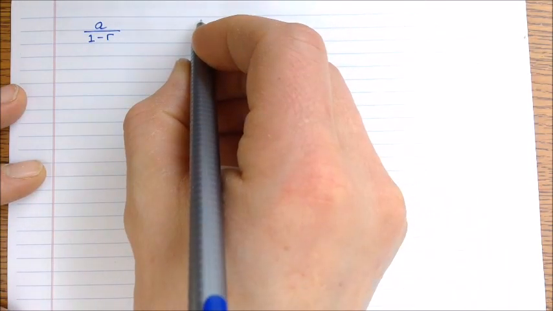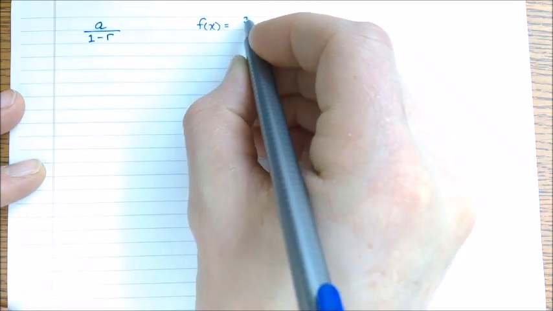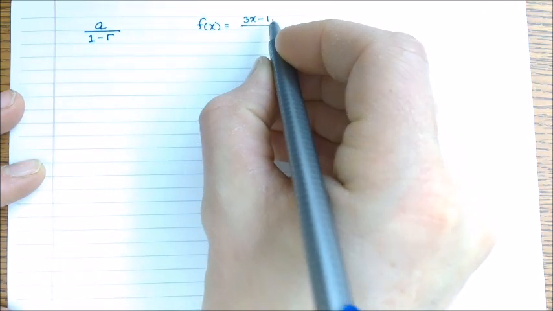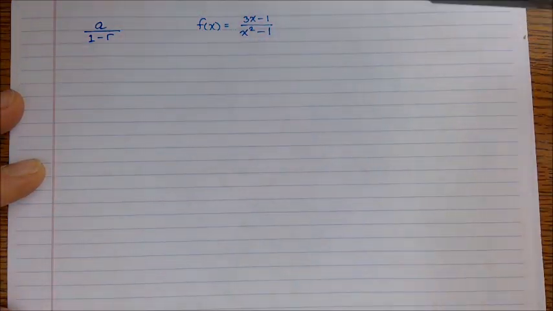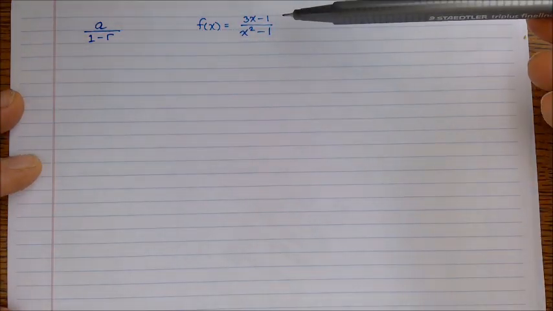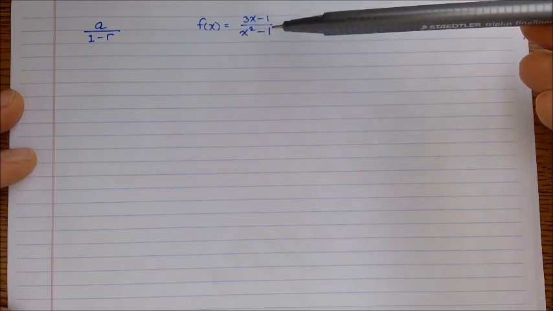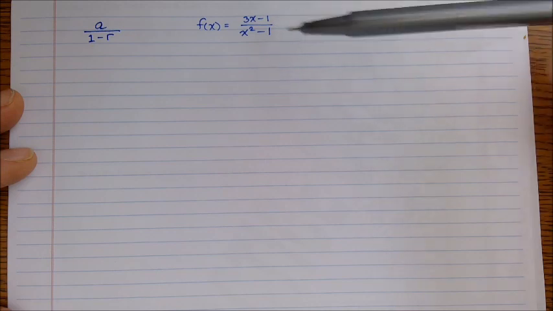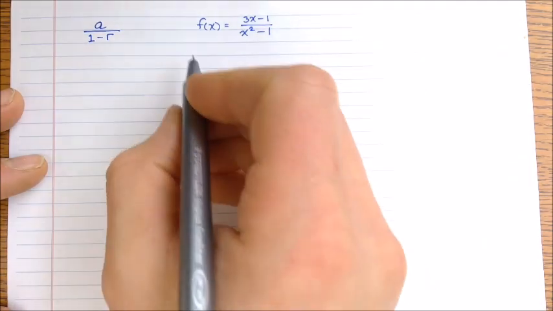So if we're starting out with f of x being equal to 3x minus 1 over x squared minus 1, this thing is super funky, right? There's not one term on top. We can't call that whole thing a. Writing it as 1 minus, not a big deal. It's just the top that's really a problem, right? So we're going to use partial fraction decomposition to kind of simplify this for us.